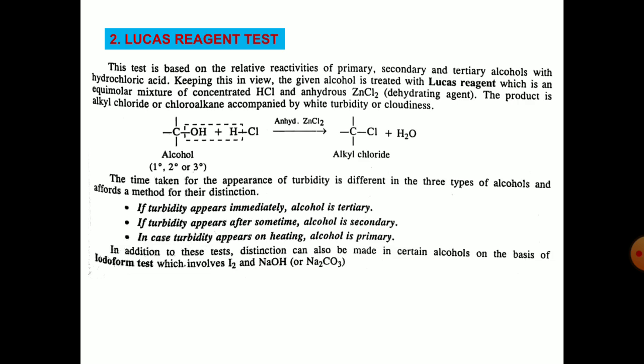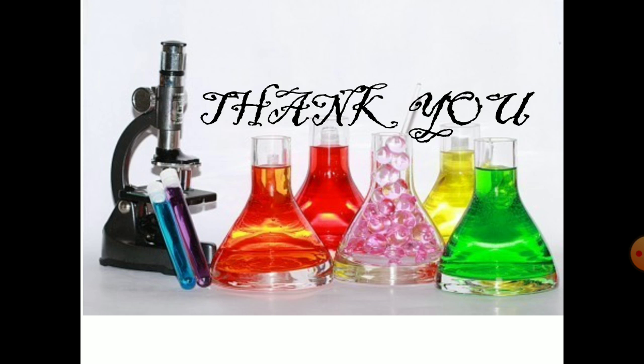So this is another test from which we can identify primary, secondary, and tertiary alcohols, and we can distinguish them. Another test is the iodoform test, which involves iodine and sodium hydroxide. From the iodoform test, we can also test the primary, secondary, and tertiary alcohols.